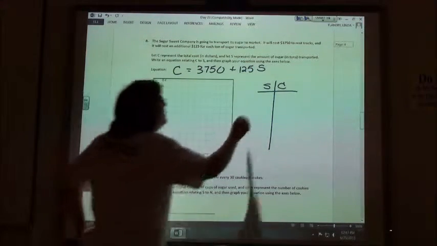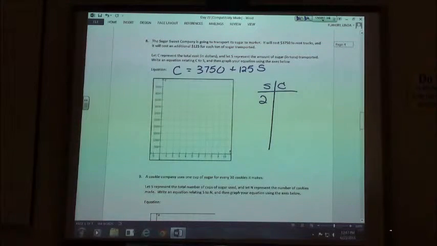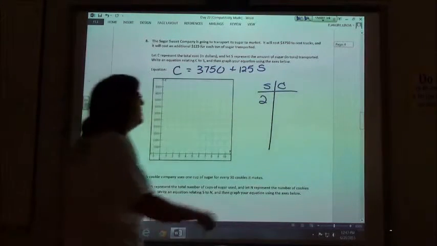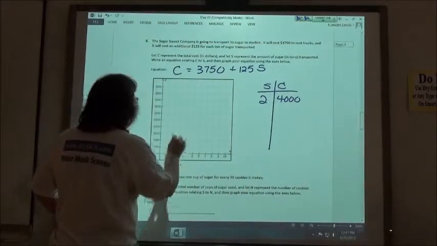2, okay? So 125 times 2 would be 250. 250 plus 3,750 would be 4,000. Heck, that one came out nice. I could plot that one with the pencil actually and get in the right spot.